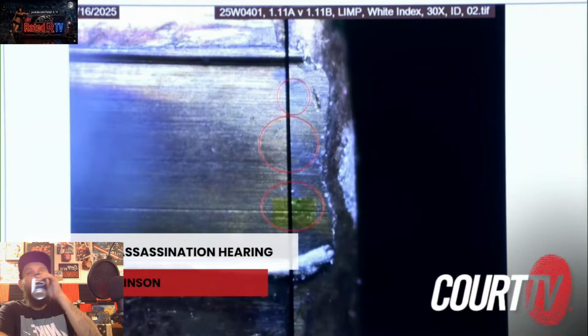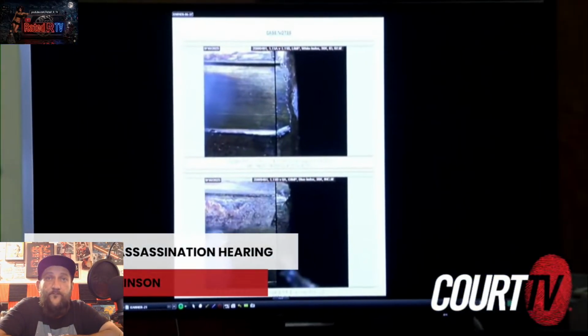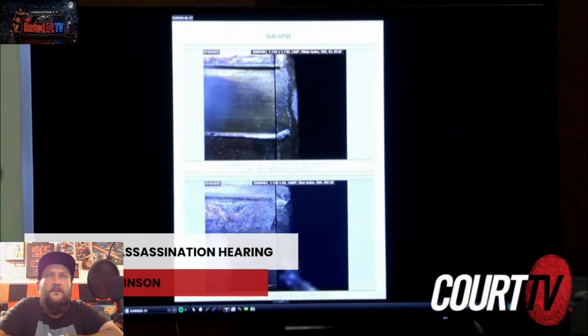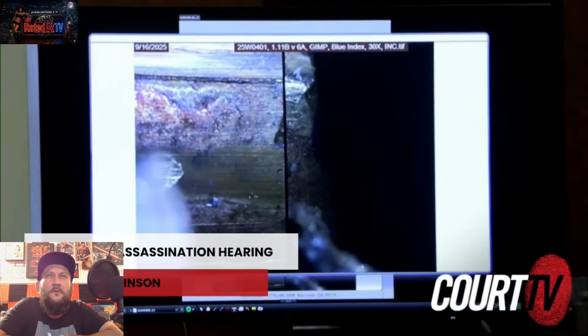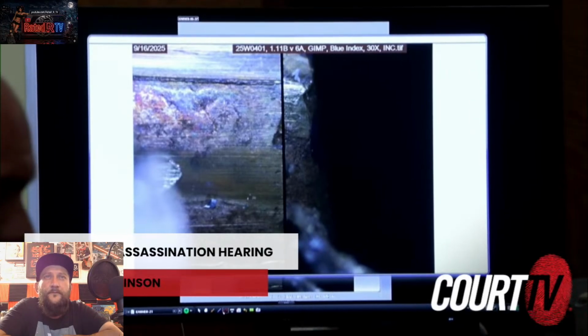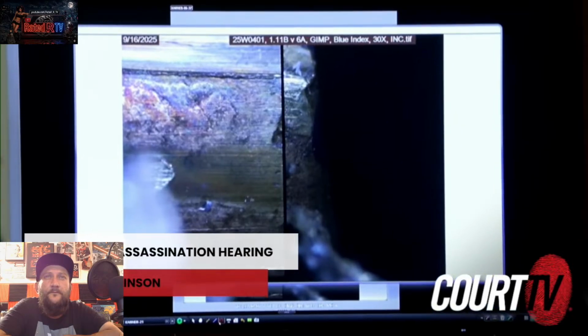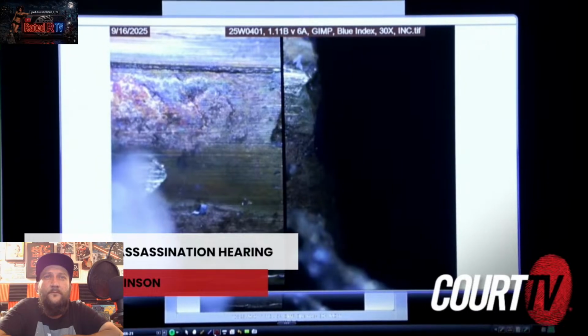All right, so go to the photo on the bottom of that page. This is the first of several comparisons between the test fire on the left and 6A on the right, correct? Yes. And what does the writing on the top mean, blue index GIMP? So the first number there is the laboratory case number. Then next 1.11B is going to refer to the specific test fire that's on the picture. And then V versus 6A, so that's the evidence that's also pictured.